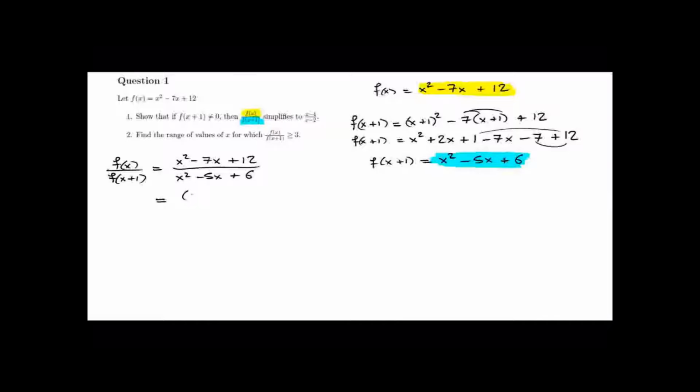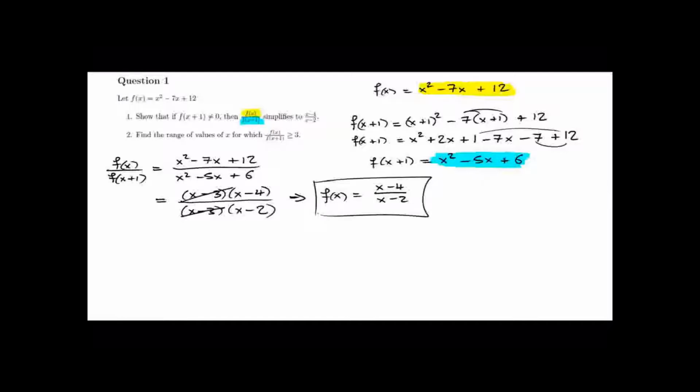Now if I factorize x squared minus 7x plus 12, I clearly get x minus 3 multiplied by x minus 4, and if I factorize the bottom line, I get x minus 3 multiplied by x minus 2. Now you can very clearly see that x minus 3 on top and x minus 3 on the bottom cancel out, so put it all together and we get that f of x over f of x plus 1 is equal to x minus 4 divided by x minus 2, which is exactly what we were required to do. Okay? So that's part 1 here, completely covered.